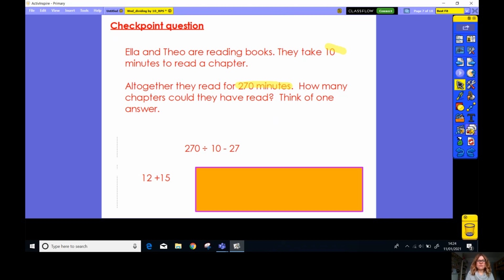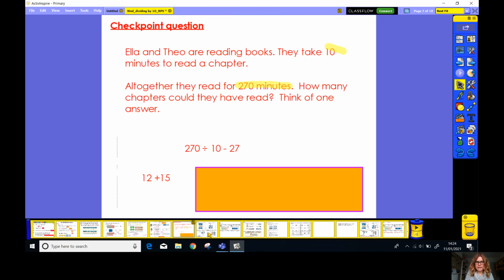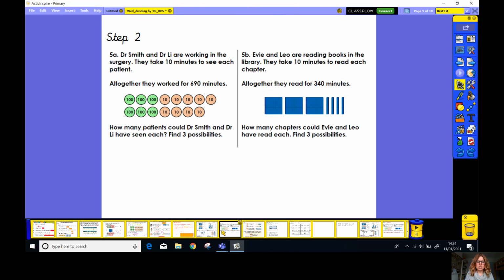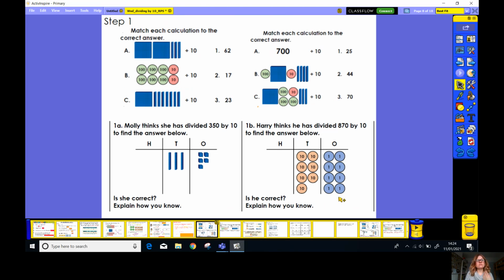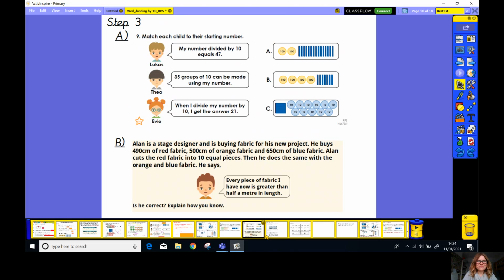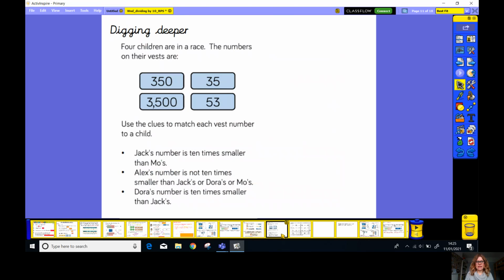Okay. Now, if you got the checkpoint correct today and you found the work that we've done today pretty easy, you're able to jump on and start on step 2. However, if you found it a little bit trickier, start on step 1 and work your way through these questions. You should quickly, hopefully, get to step 3 and have a go at this. We haven't looked at this question B here, so have a go at that. And then digging deeper is there.